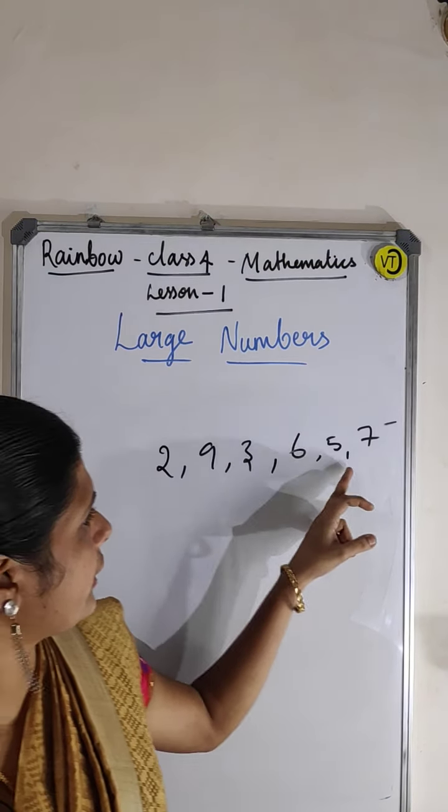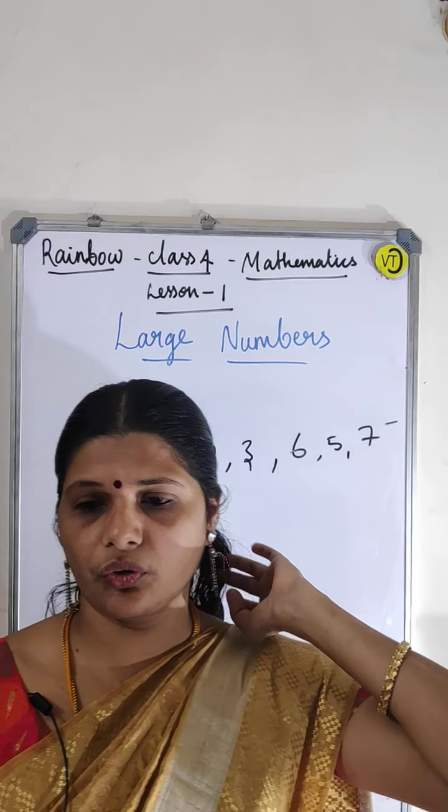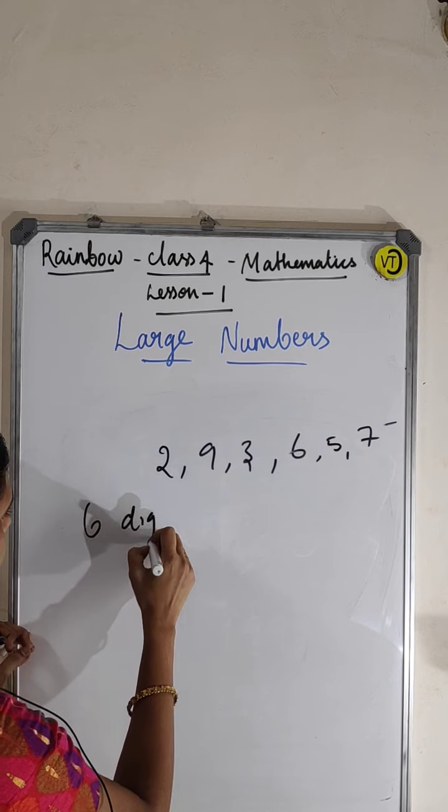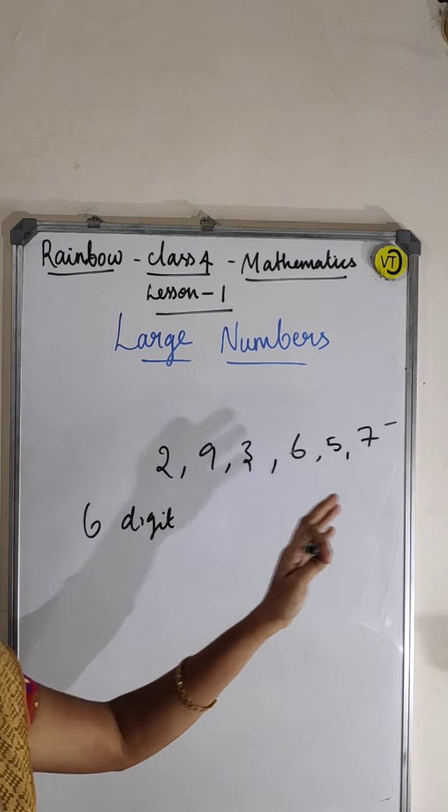Actually, 1, 2, 3, 4, 5, 6 digits it will be there. So form 6-digit numbers, at least 5 of them. Sorry, 6-digit numbers I have to frame now. So you can write them together very easily.